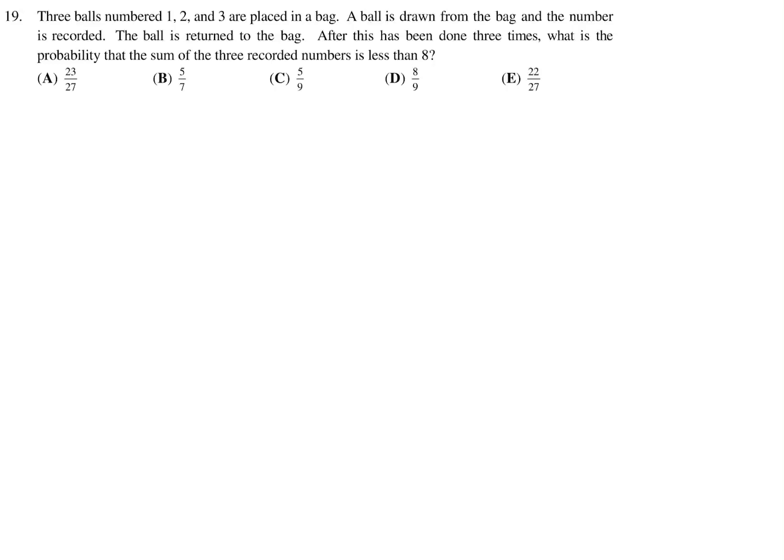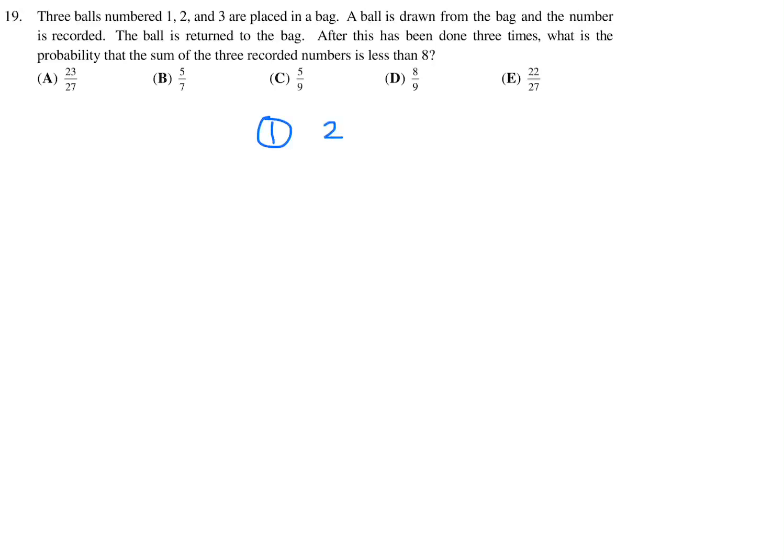Three balls, number 1, 2, and 3, are placed in a bag. A ball is drawn from the bag and the number is recorded. The ball is returned to the bag. After this has been done 3 times, what is the probability that the sum of the 3 recorded numbers is less than 8?